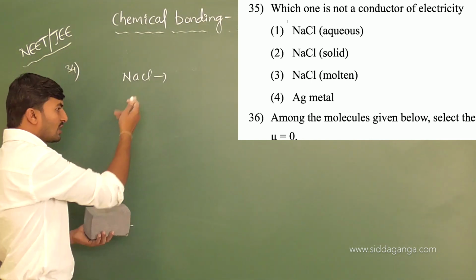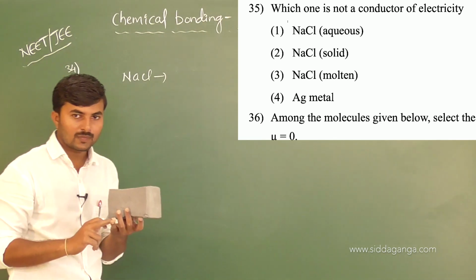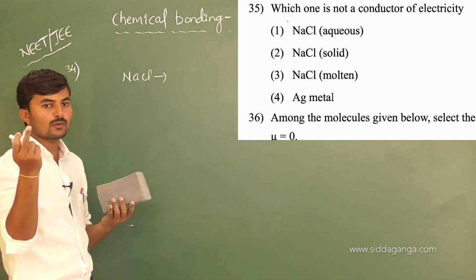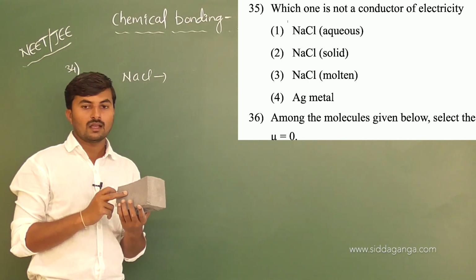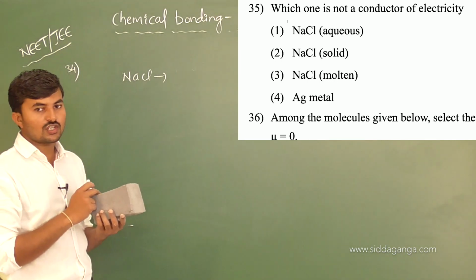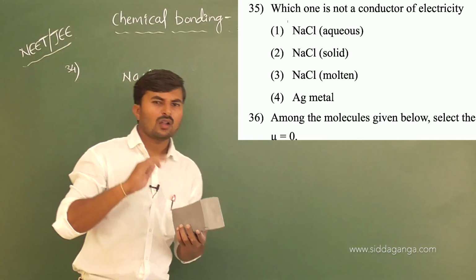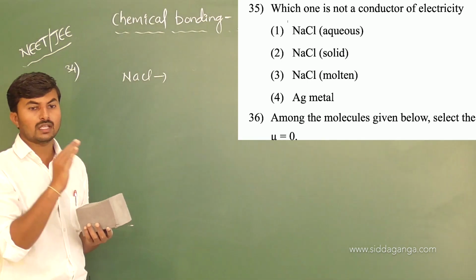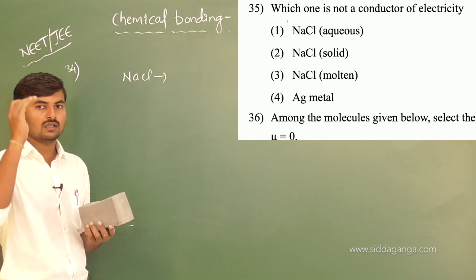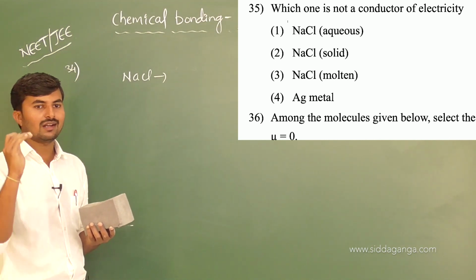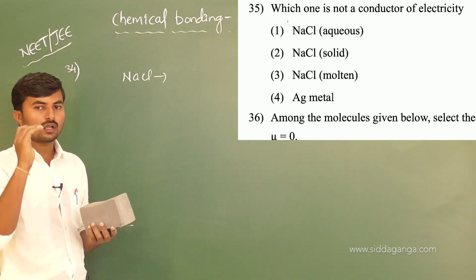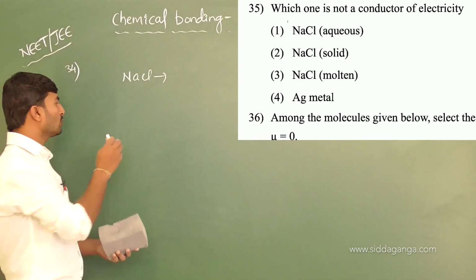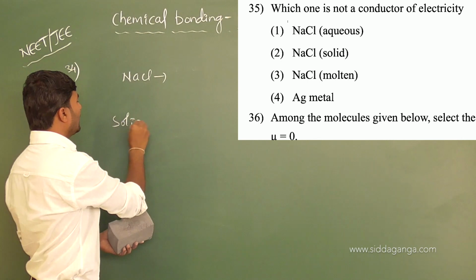So in the aqueous state NaCl conducts electricity, and in the molten state it can also conduct electricity because ions are present. The fourth option is Ag metal, silver metal. All metals are good conductors of electricity because of the presence of free electrons in them. Here option 1, option 3 and option 4 all act as good conductors of electricity except option 2, that is solid NaCl.